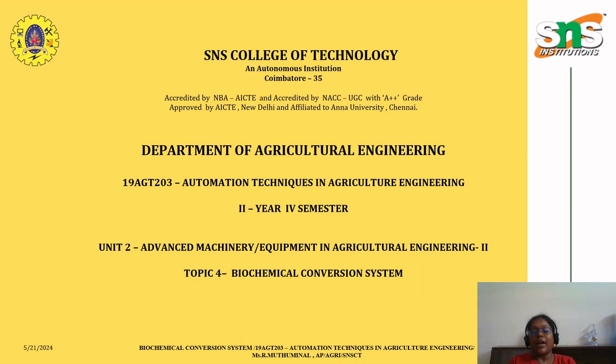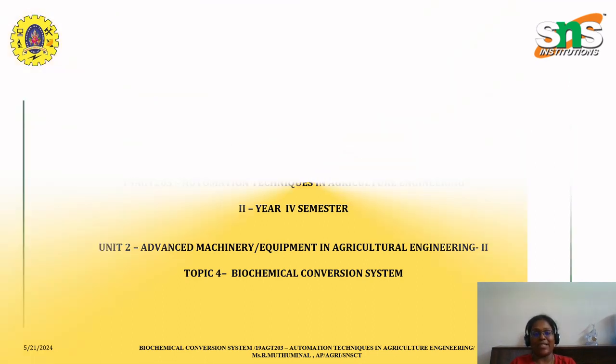Today we'll see the continuity of the topic which we have seen in the previous class, that is biochemical conversion system, that comes under the unit Advanced Machinery and Equipment in Agricultural Engineering 2 under the subject Automation Techniques in Agriculture Engineering for the students of second year 4th semester.